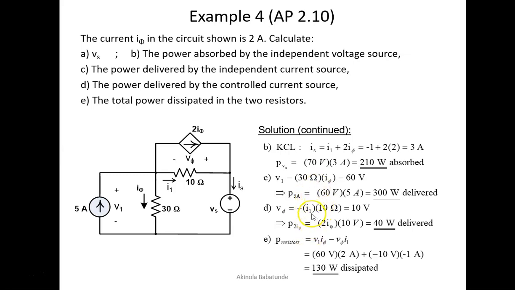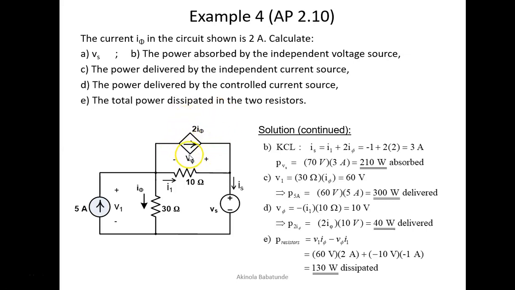If you put that here, it gives you minus times minus, and that gives you plus 1 times 10, and that gives you 10 volts. So the voltage across this current controlled dependent source is 10 volts. Once we know the voltage, we can then find the power.